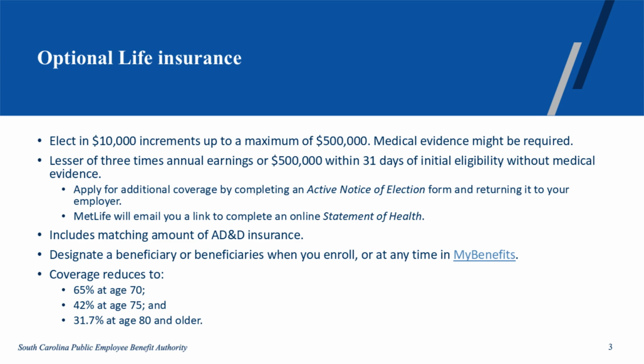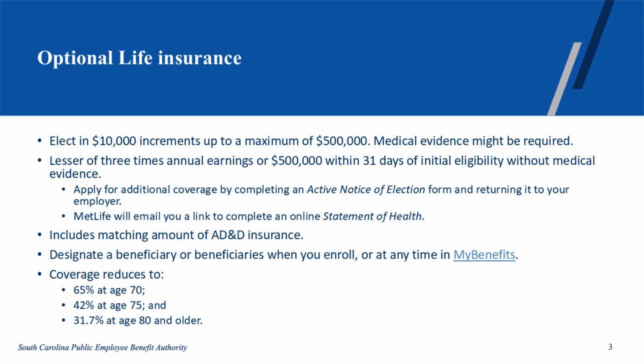Beyond the basic coverage, you can choose optional life insurance for yourself in increments of $10,000 up to a maximum of $500,000. Medical evidence might be required. At your initial eligibility, you are guaranteed 3 times your annual earnings or $500,000, whichever is less, within the first 31 days. This means you don't have to provide medical evidence.